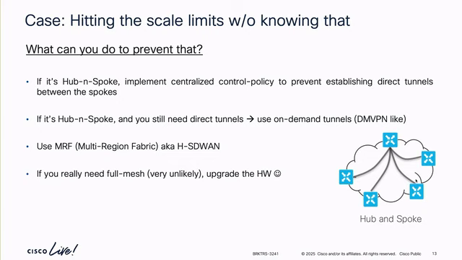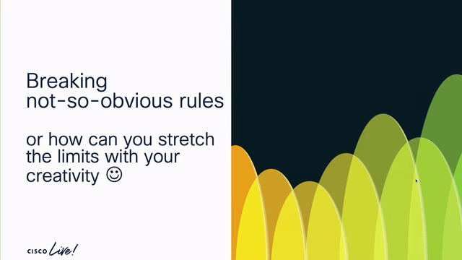You can use multi-region fabric, previously called hierarchical SD-WAN, which gives you an option to build a hierarchy within your SD-WAN network. And if all of these options do not match your expectations and you still need a full mesh, unfortunately you need a bigger device with a bigger scale. That's the only option. Anyway, moving forward to the next one.